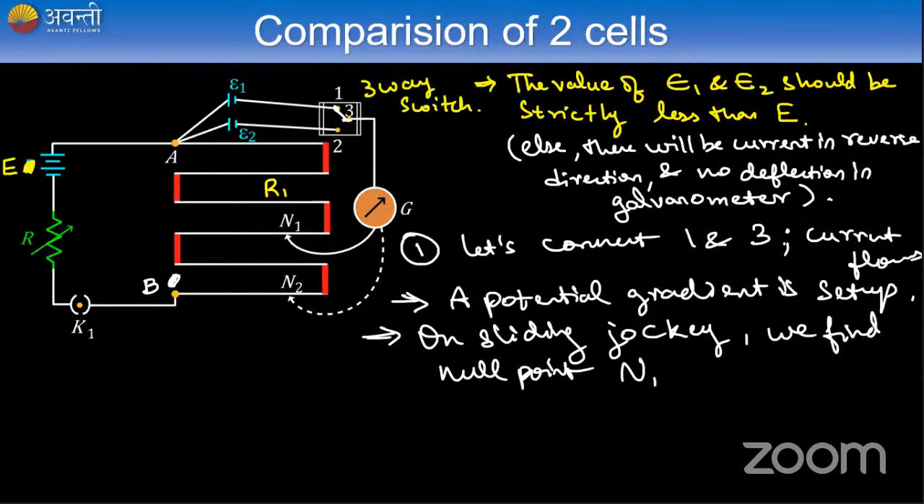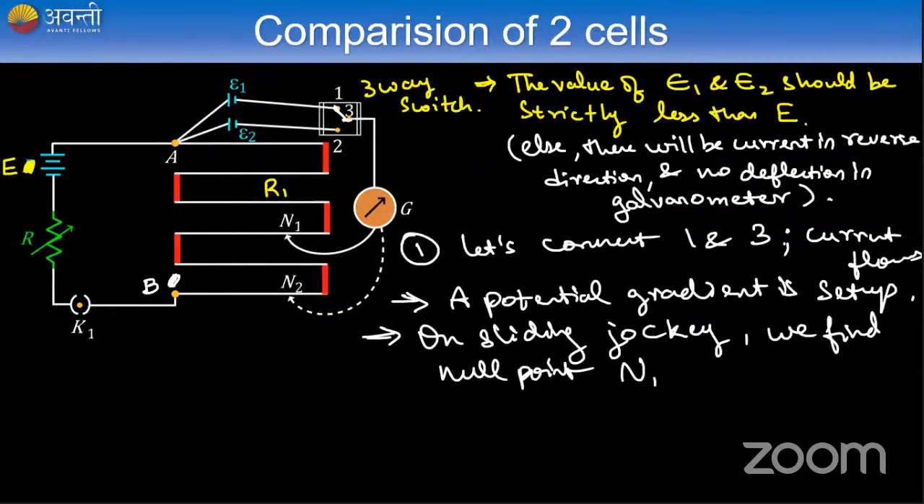So now what can we write? N1 is the null point of potential E1. N1 is the null point of the potential gradient. N1 is the null point of EMF E1. So can we write the potential gradient? Okay, so this was my first case.